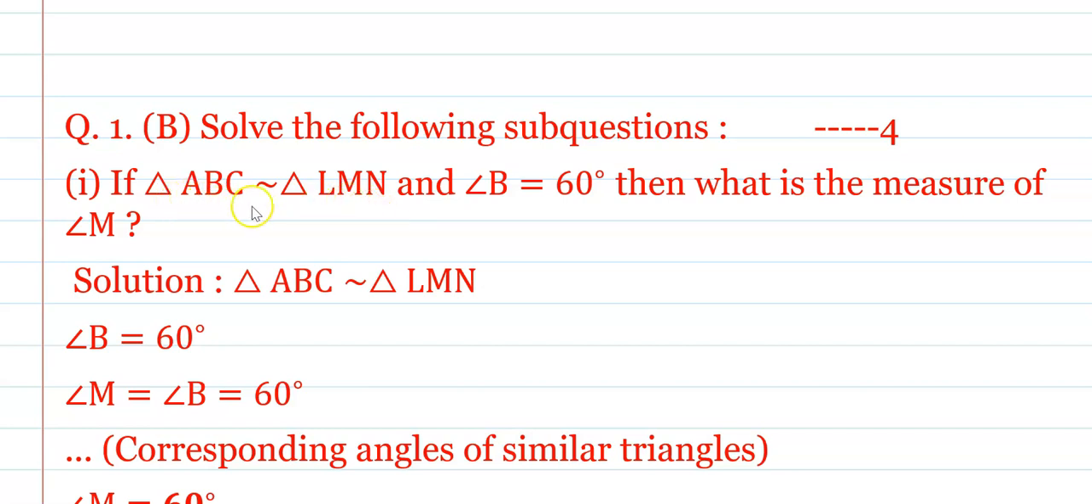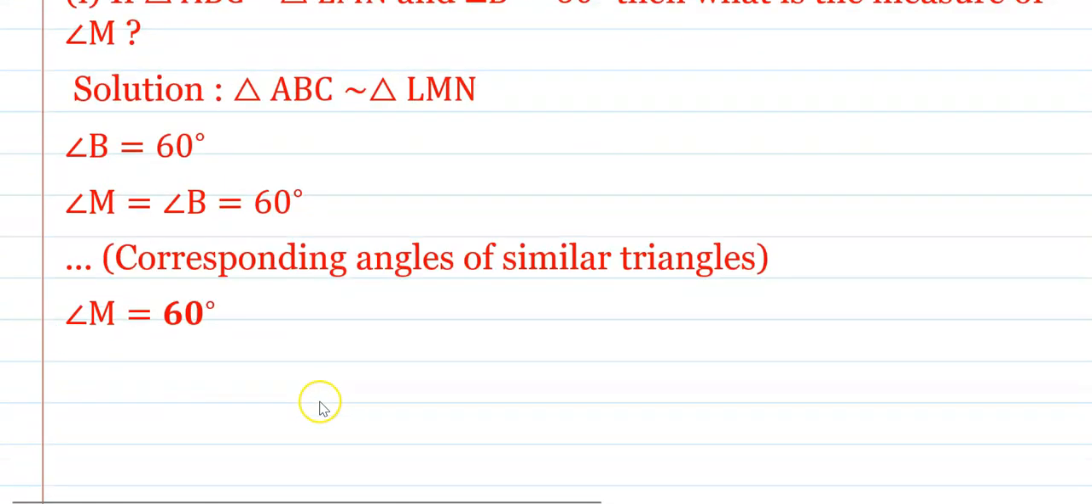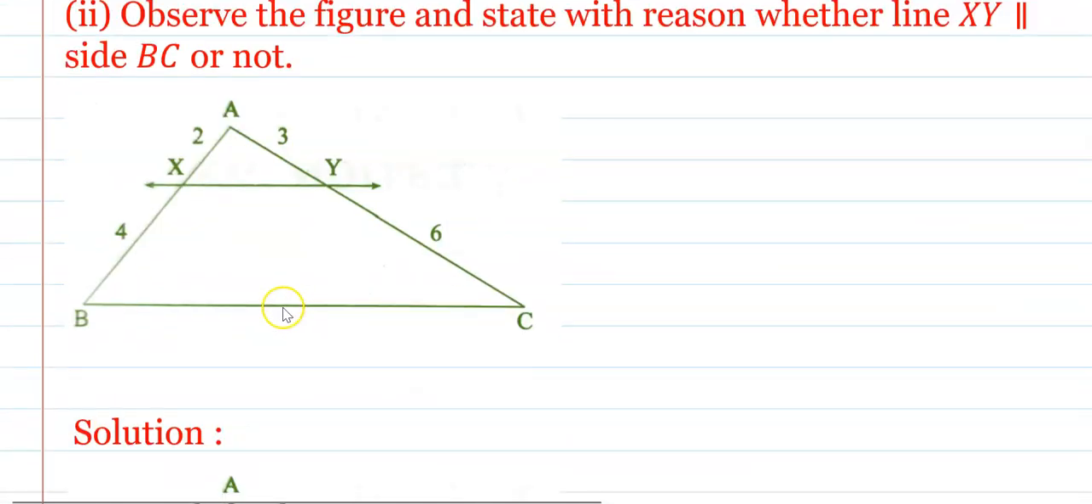Therefore, angle A is congruent to angle L, angle B is congruent to angle M, angle C is congruent to angle N. We want to find out the measure of angle M. We have given angle B is 60. Therefore, angle M is equal to angle B is equal to 60 degrees, corresponding angles of similar triangles, and hence measure of angle M is equal to 60. It is a very easy question.